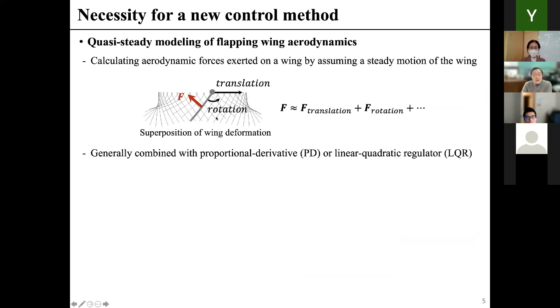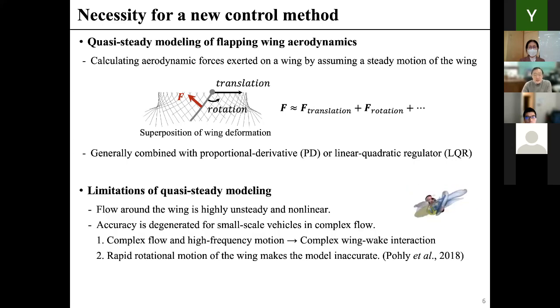And let me show you briefly what has been done for designing a control strategy for such a motion. It's basically quasi-steady modeling, and they decompose the motions of a wing into certain dominant components, for translation or rotation, and then estimate such forces independently, and then superpose the forces to estimate the total force acting on the micro scale vehicles. For example, using proportional derivative or linear quadratic regulator type control algorithms.